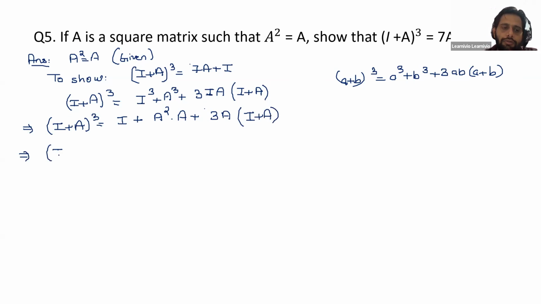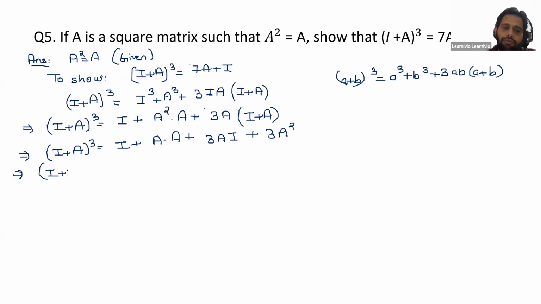Okay, and you will get (I + A)^3 = I. Now, what's the value of A square? It is given as A. So we will write A plus, open this bracket, you will get 3AI plus again open this bracket, 3A square.